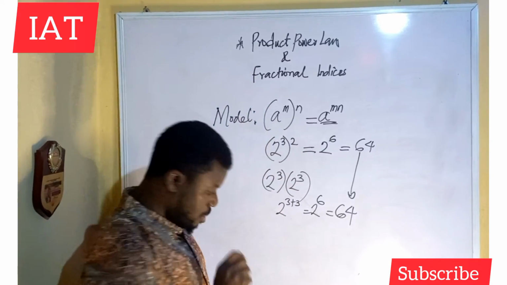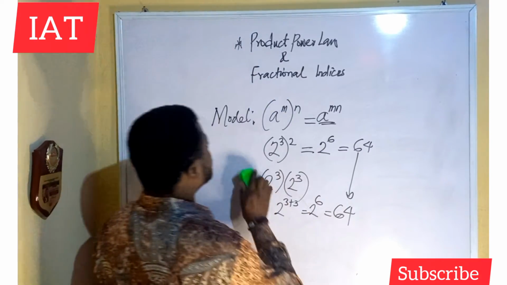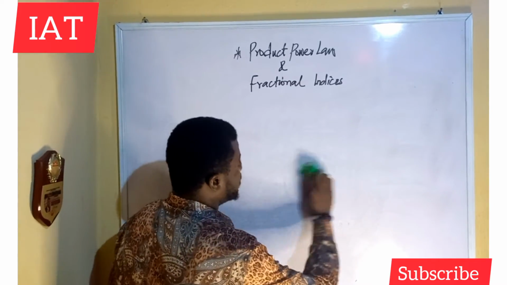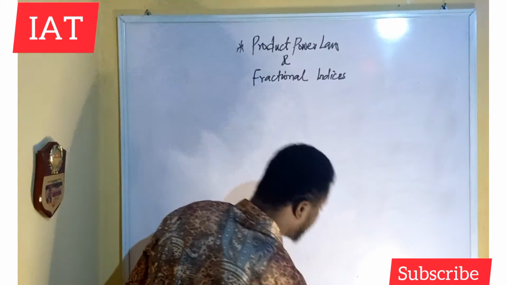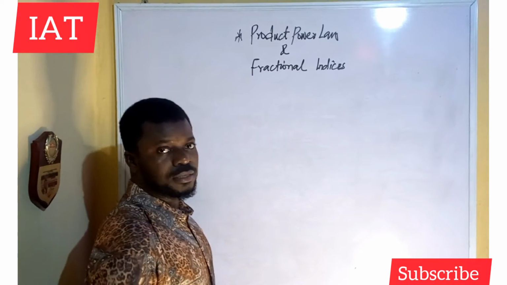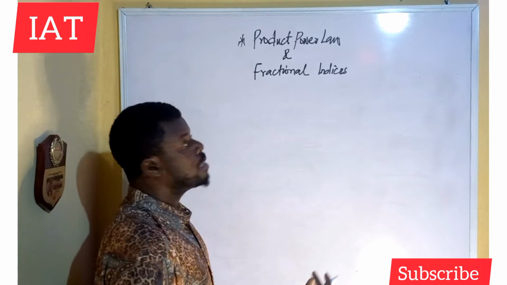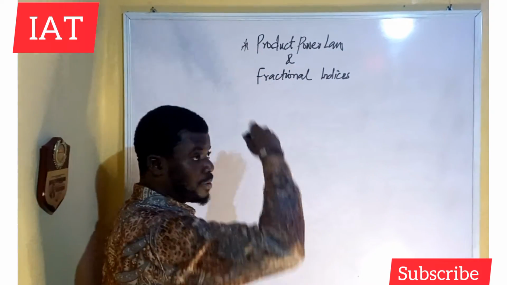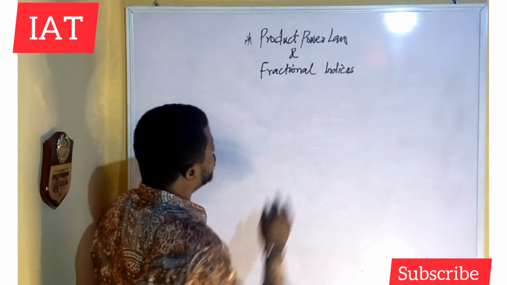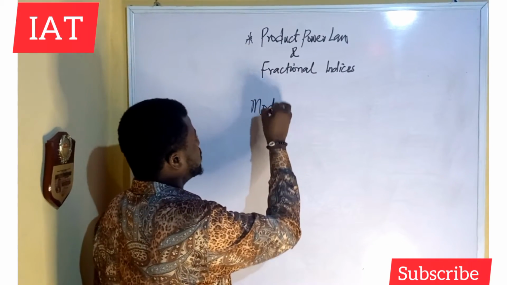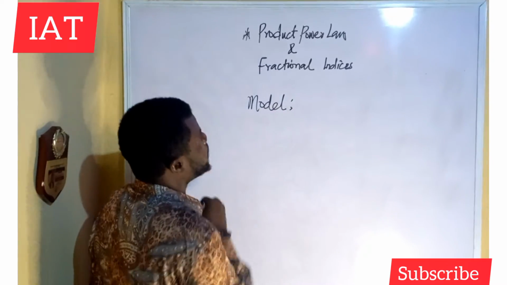Very simple. All right, let's see the last one, which is the fractional index, or fractional indices. I've already told you that indices is the plural form of index. Index, exponent, power, they are singular forms of these indices, and they are talking about something that operates at the top. So in fractional index, the model to this law is this.